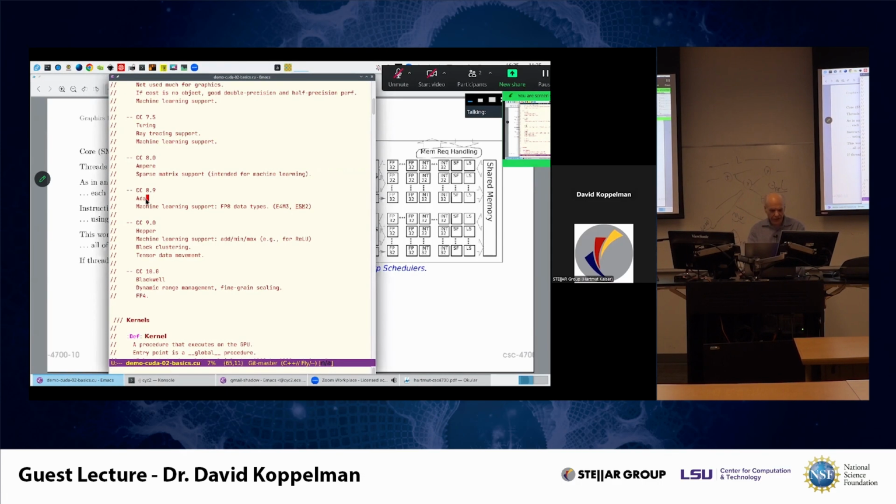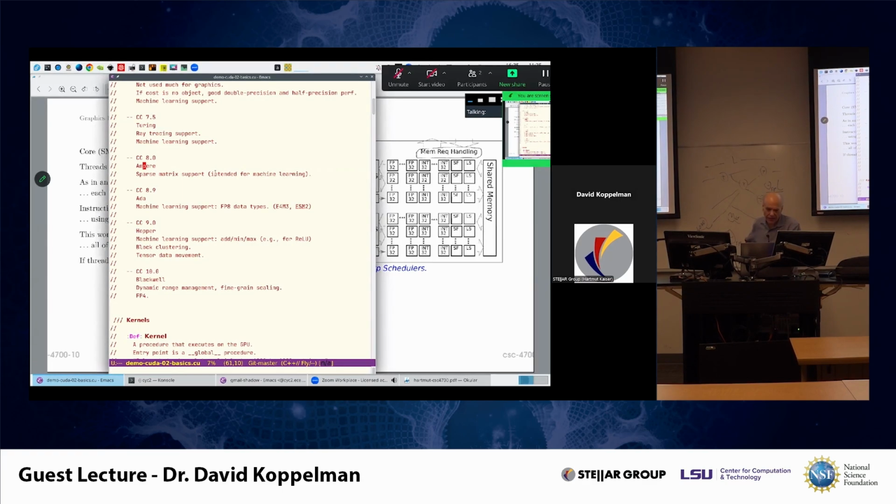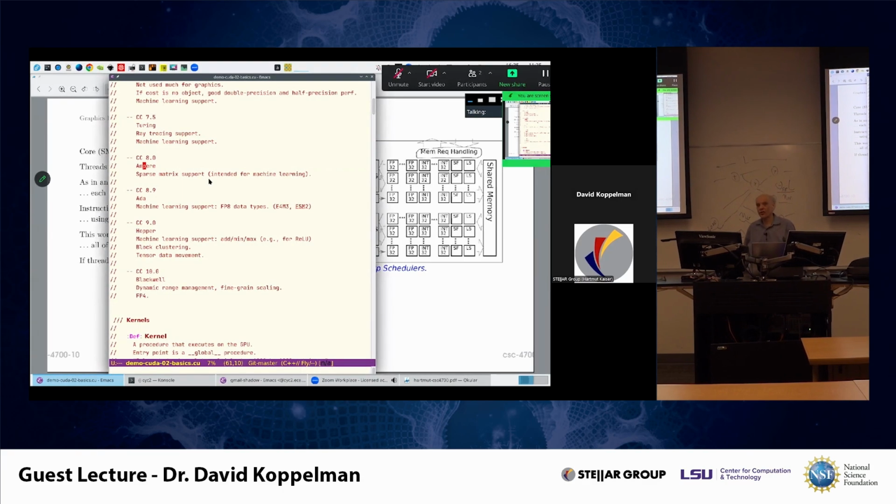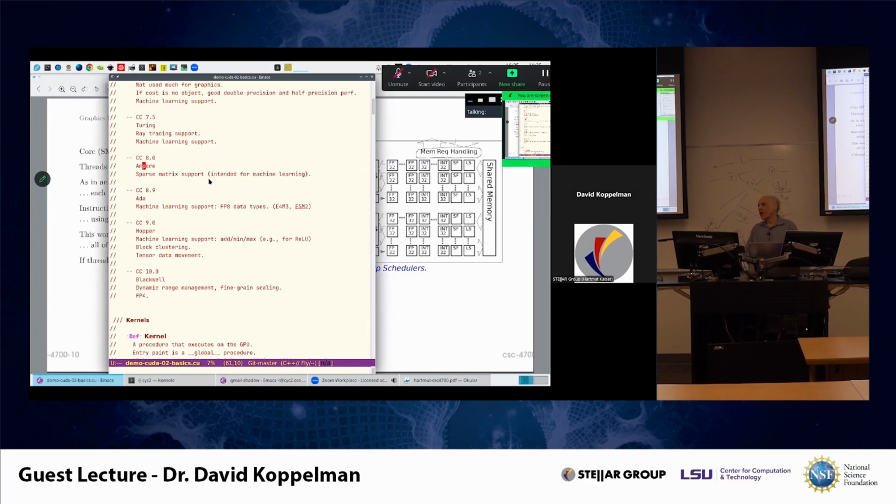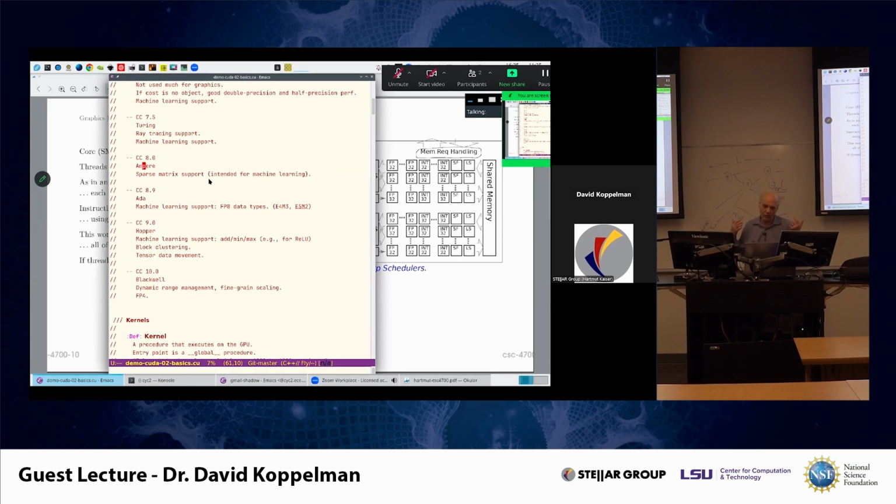I've also listed some basic features here. Turing introduced, for example, ray tracing support. That's a graphics thing, but potentially could be used for things like tree searches. Sparse matrix support was given in Ampere. I should say this crowd, definitely. Structured sparse matrix. Don't get excited. When I say structured sparse matrix, the sparsity has to be very evenly spread out. When you think of sparse matrices, you think of all kinds of crazy patterns where the number of non-zeros is like 1 or 2%, not 95%.